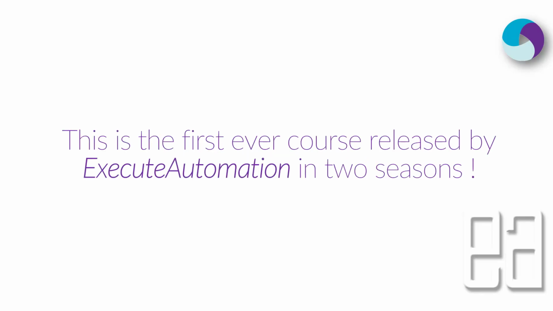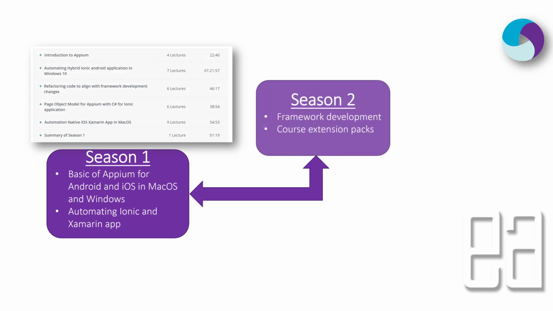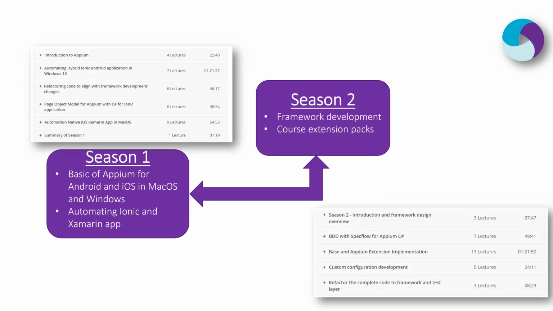Interestingly, this is the first ever course released by Execute Automation in 2 seasons. In season 1, we'll be discussing some of the introduction of Appium, automating a hybrid Ionic application in the Windows 10 operating system, refactoring the code to align with the framework development, page object models, and automating the native iOS Xamarin application in Mac operating systems. You can see that season 1 itself is fully bombarded into 4 hours of videos, and we have discussed the most basic to advanced concepts in much greater detail.